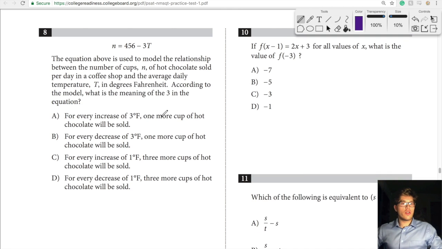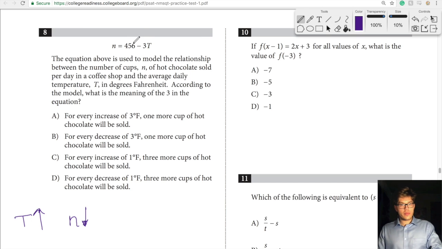Number 8, the equation above is used to model the relationship between cups of hot chocolate sold and T, the degrees Fahrenheit. According to the model, what is the meaning of the 3 in the equation? Okay, let's look at this equation for a second. As T increases, as the temperature increases, this number will be larger and larger. So as T gets larger, let's say T is 100, then this value N is going to be smaller. So as T increases, N decreases.